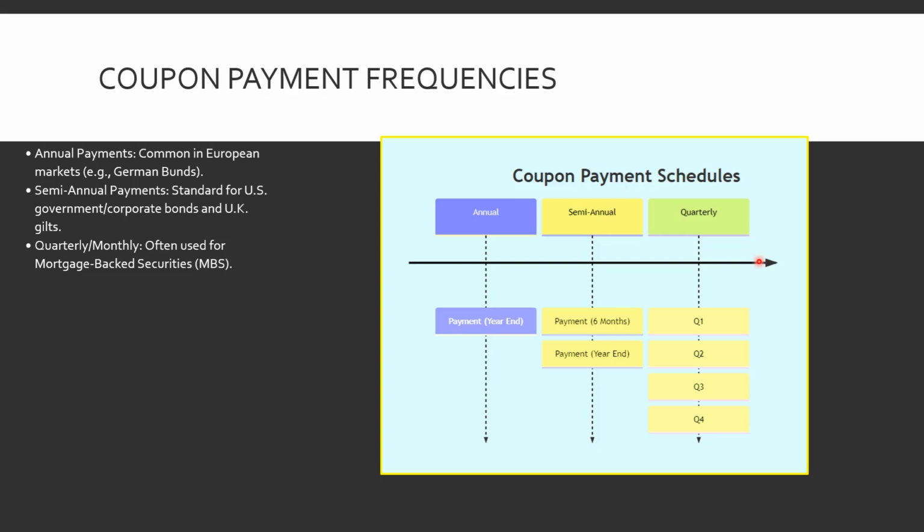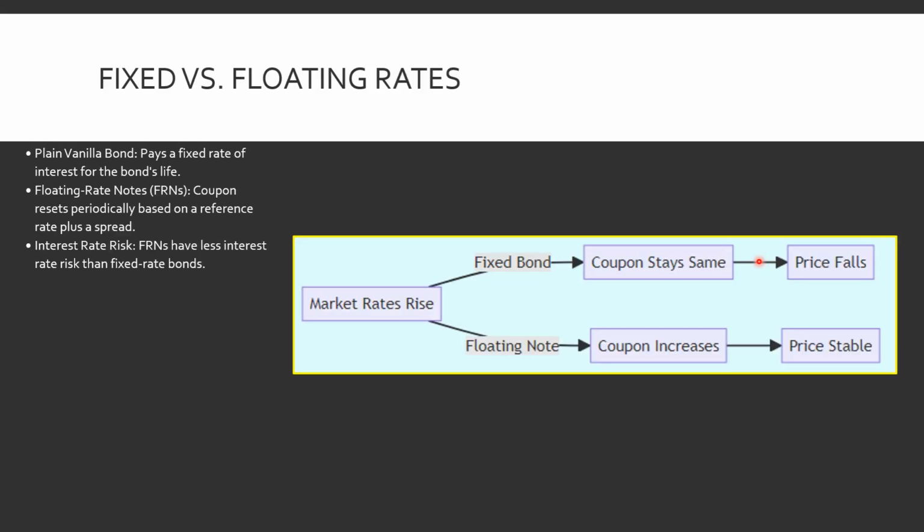Now let's talk about fixed versus floating rates. What exactly is the difference? So most bonds are plain vanilla bonds. What does it mean? They pay you a fixed interest rate that never changes. This is your fixed bond. However, some bonds called floating rate bonds or floating rate notes, FRNs, have variable coupons. What does that mean? For an FRN, the interest rate is reset periodically, based on the market reference rate.